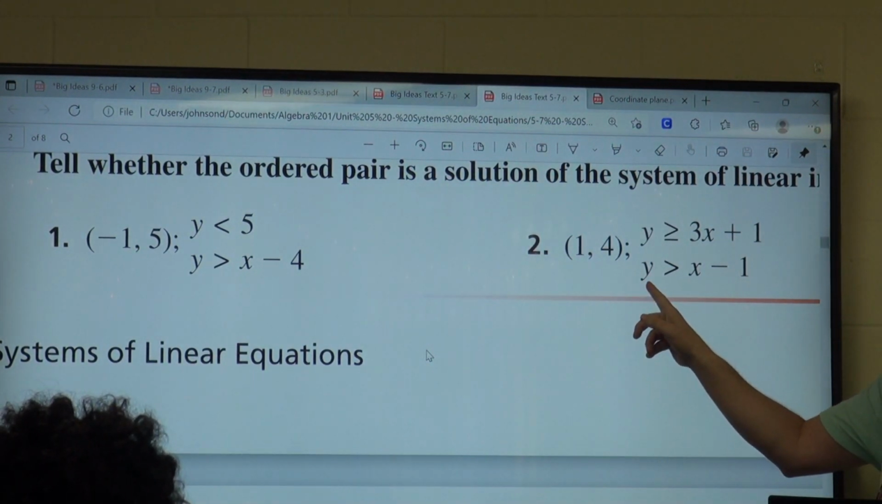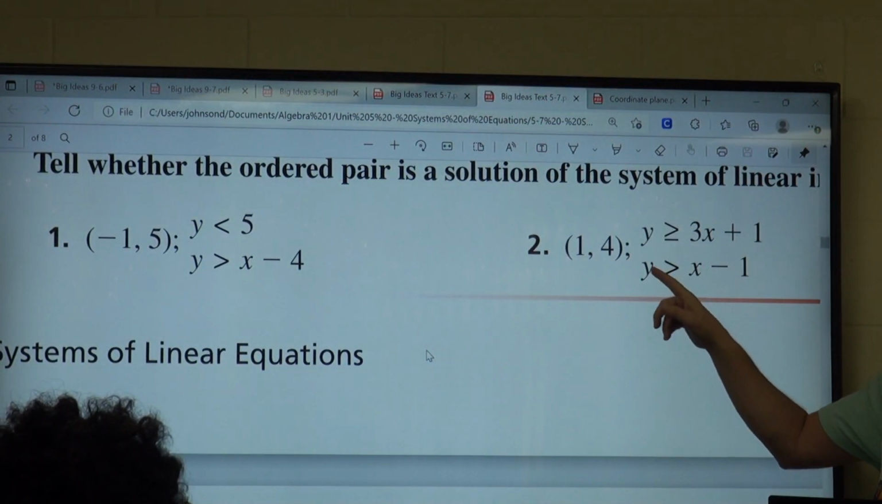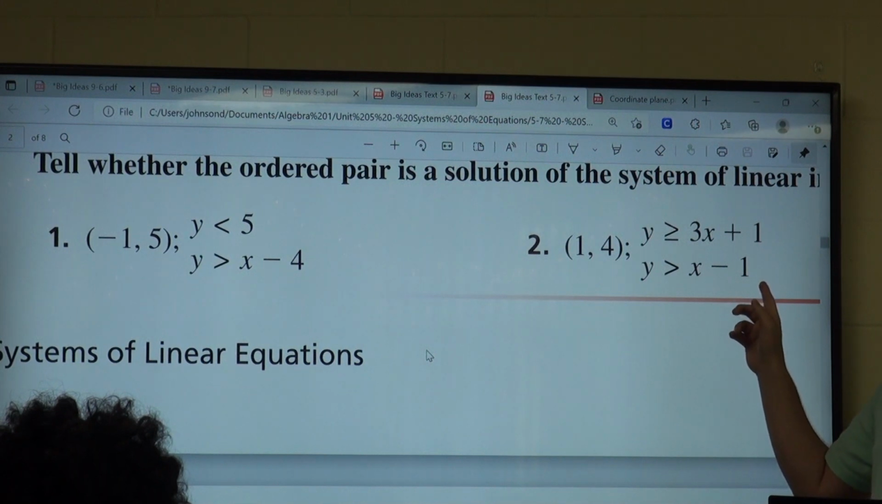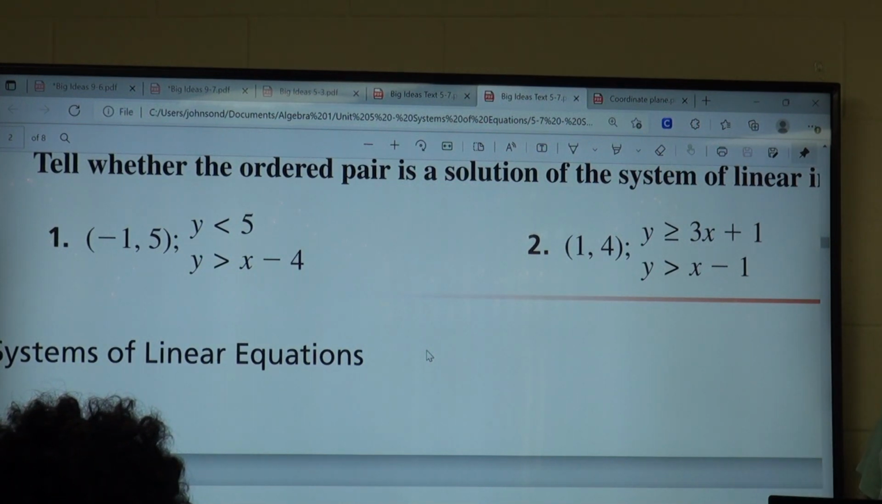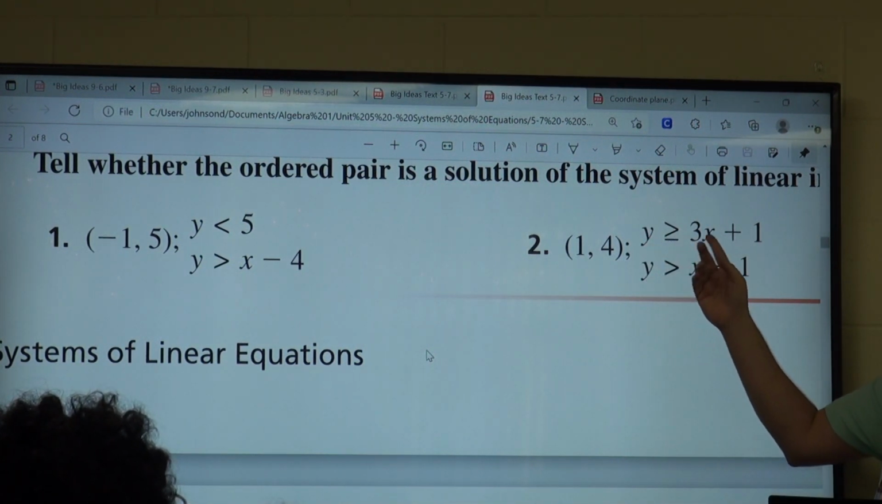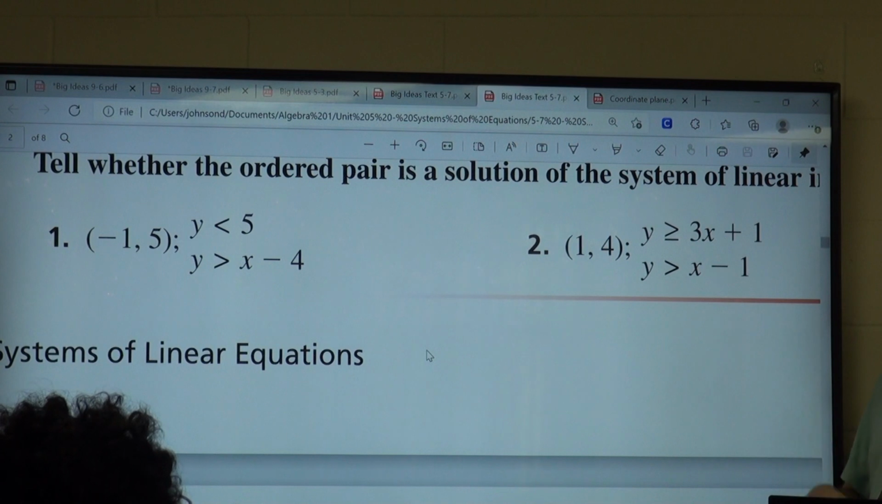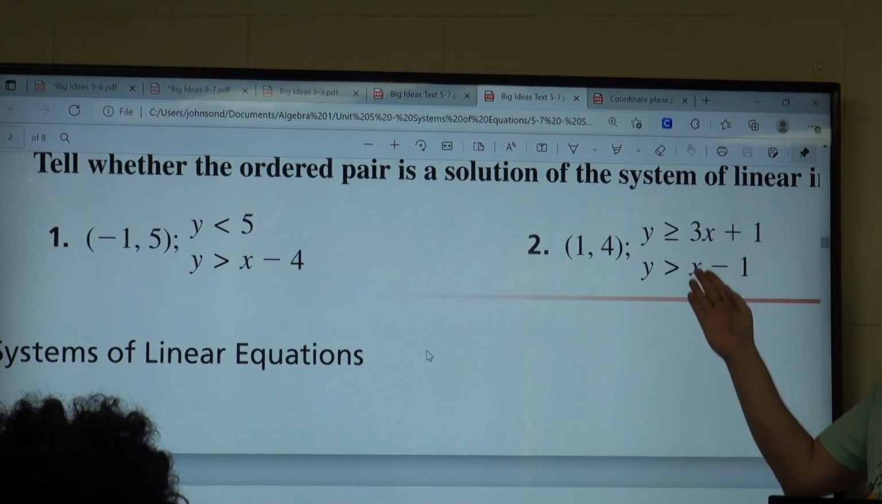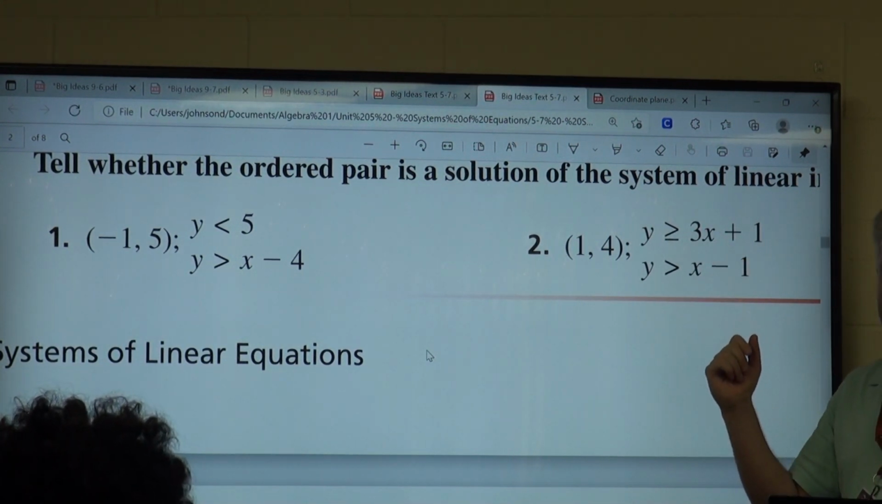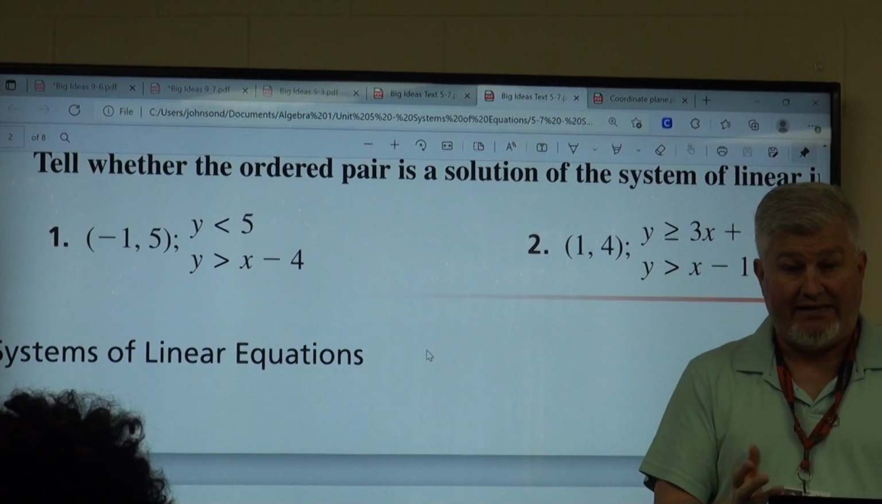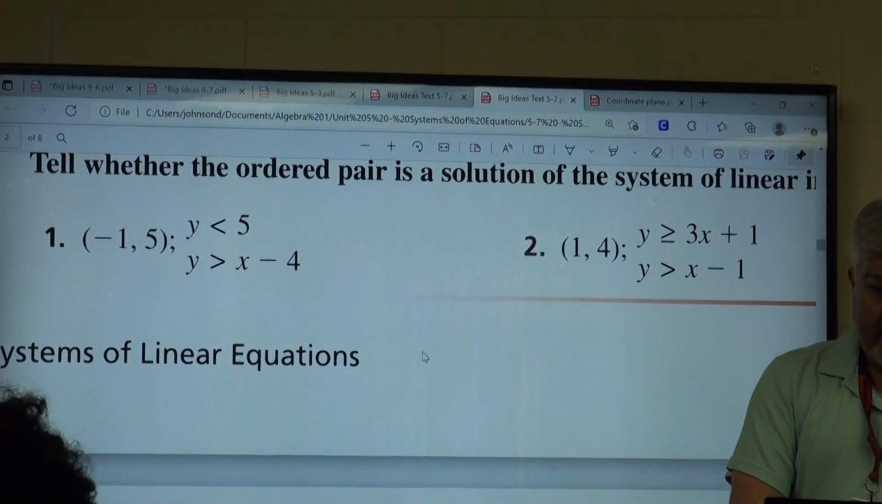Put the 4 in for y. Is 4 greater than 1 minus 1, which is 0? Is 4 greater than 0? Of course it is. Up here I have 4. I put it in here. 3 times 1 is 3 plus 1 is 4. Is 4 greater than or equal to 4? It is. It's equal. So it's passed both those tests. Okay? That's all you do with that. That's really basic. That's really easy.